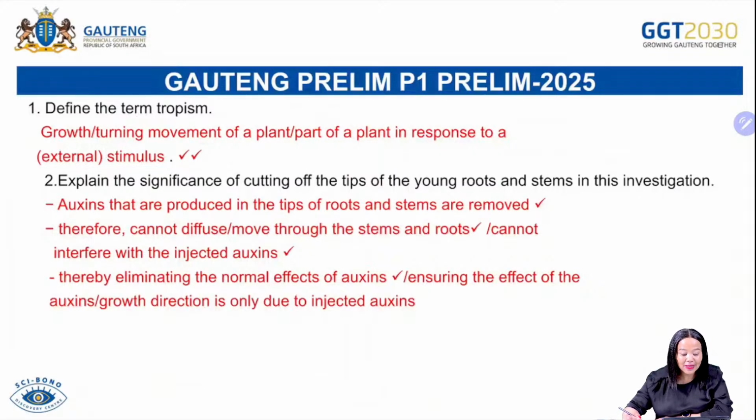So that the only auxins that we can account for are the auxins that were injected by the investigator. So that the auxins that are produced at the tip of the stem or the tip of the roots do not interfere with the injected auxins. So that is why the investigator removed the tip of the roots and the stem.